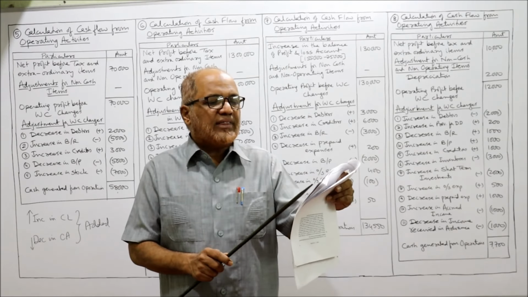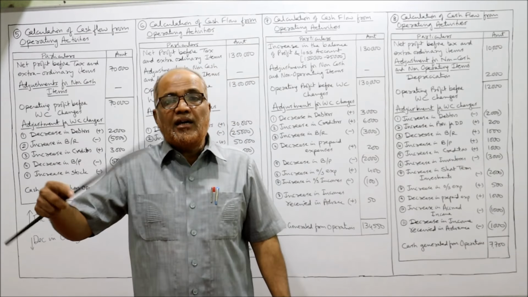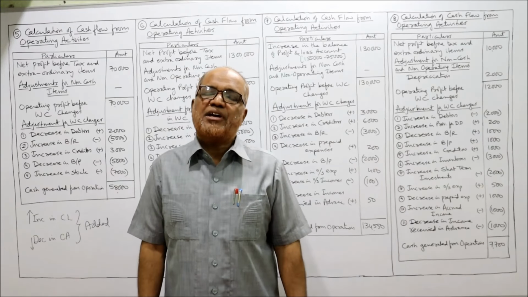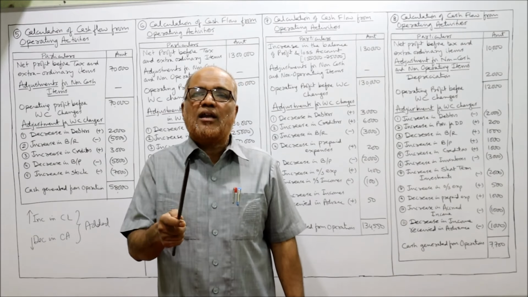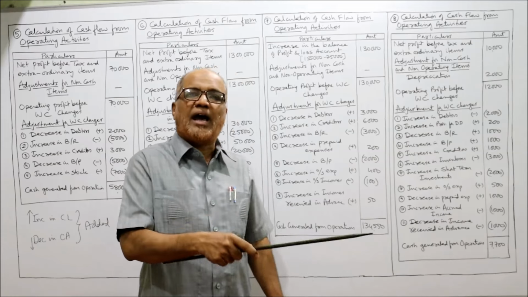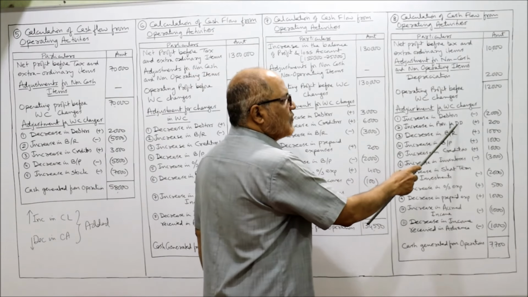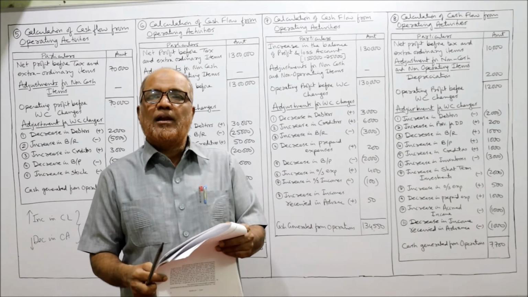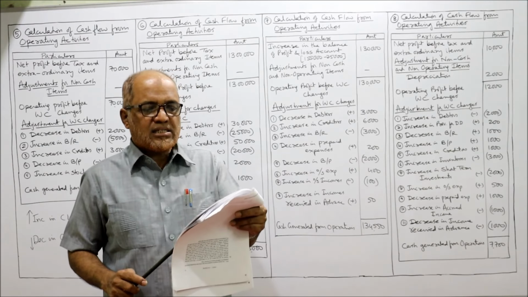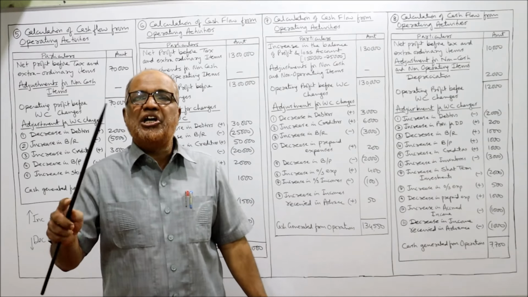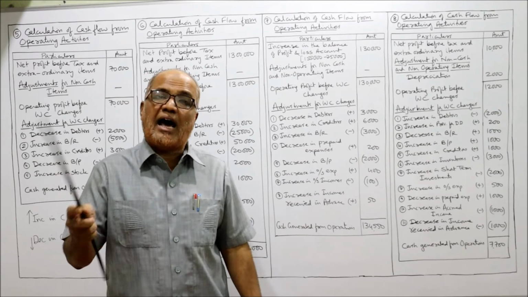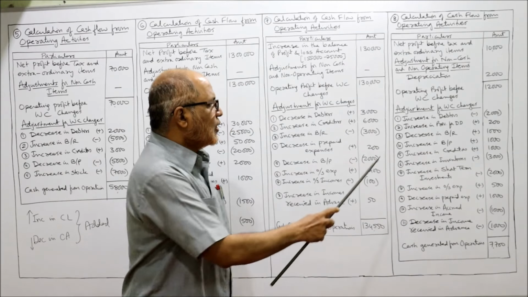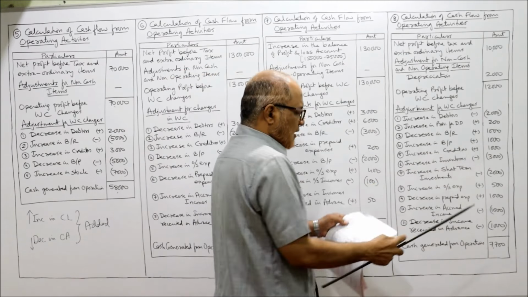So last year it is 1000, current year 1200. So increase in current liability should be added. So increase in provision for doubtful debts should be added. Next comes bills receivable, current asset. Last year 4000, current year 3000. Decrease in bills receivable added, because decrease in current asset is added. So decrease in bills receivable added 1000.